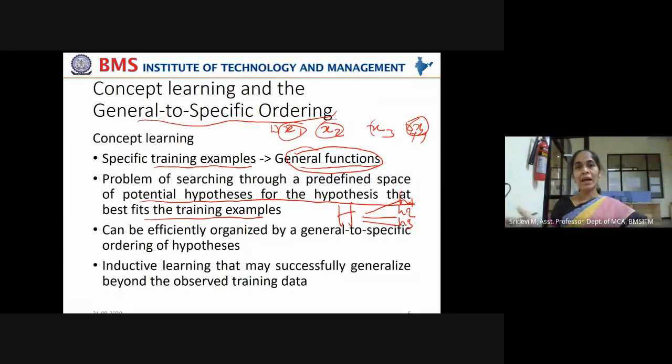A hypothesis space has all solutions, but your objective is to find the best solution. Your hypothesis space has a large set of hypotheses. Your objective is to find the best hypothesis that suits the behavior of historic data, generalizes well to the new data, and predicts well with the new data. Got it? Now it can be efficiently organized by a general to specific ordering of the hypotheses. You take all general hypotheses in the beginning. From that you select a specific hypothesis which could generalize well to the larger population.